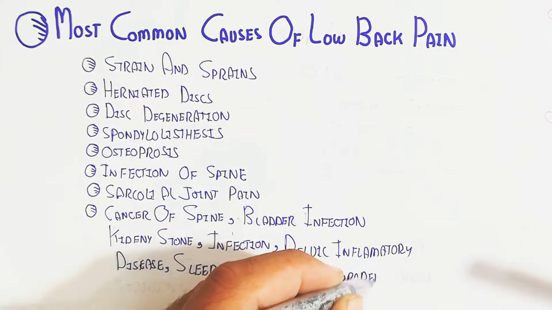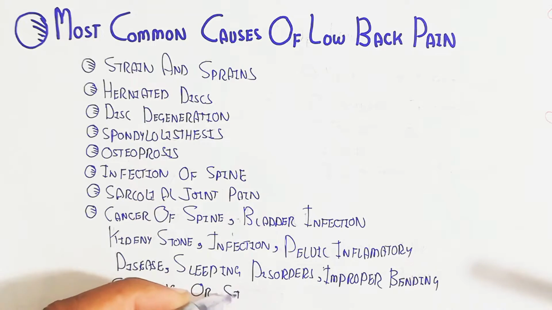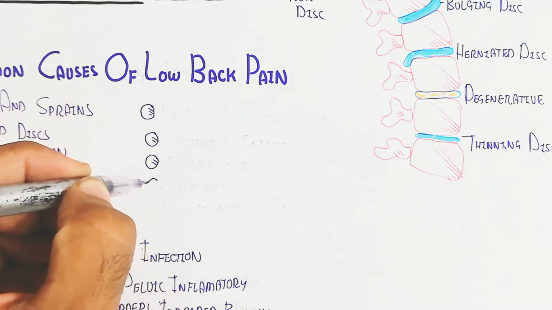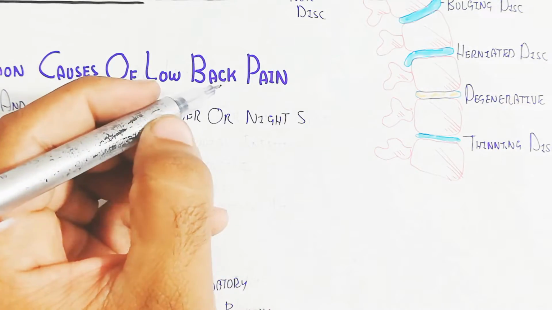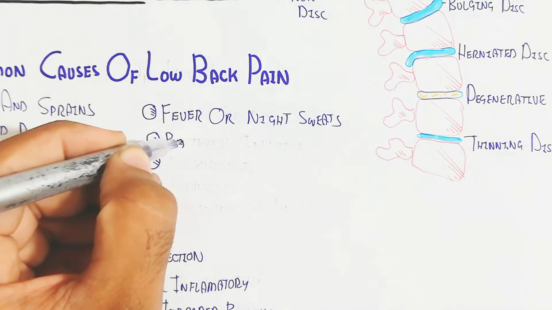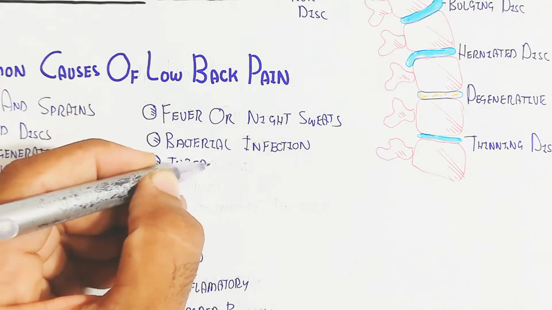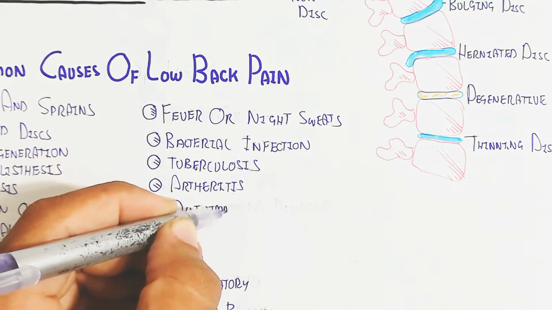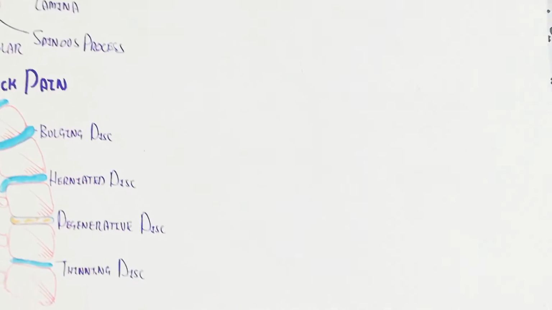Besides all these causes, other causes are also involved in lower back pain, for example fever or night sweats, bacterial infection, tuberculosis (TB), and arthritis like rheumatoid arthritis or other arthritis. In this way, autoimmune disorders also lead to low back pain.